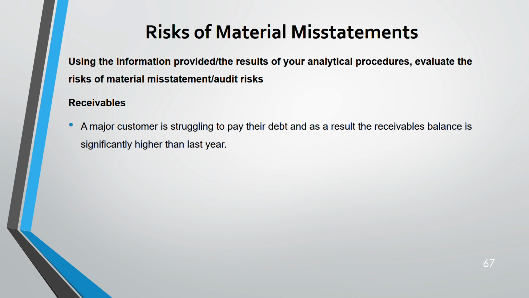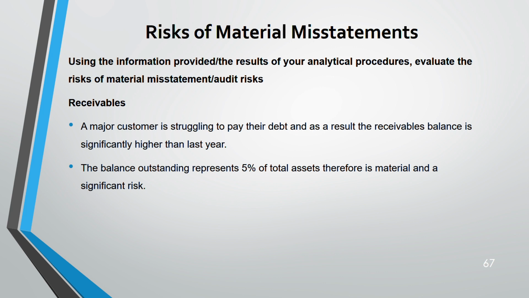If there's a major customer and they are struggling to pay their debt, what happens? Receivables will be higher this year than the last year, because they are struggling to pay their debt, they have not yet paid. If they have paid their debt, only then receivables reduce, right? Otherwise, receivables will increase. So this is an area of risk you have identified from the case study. What happens next? Let's say a number is given. The balance outstanding, let's say, is 5% of total assets. As an assumption, 5% is material. Because it's material, the risk is significant.